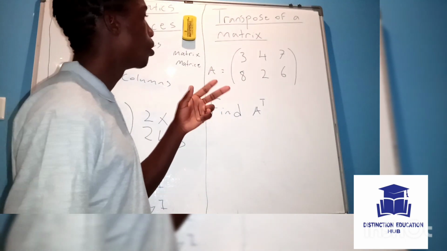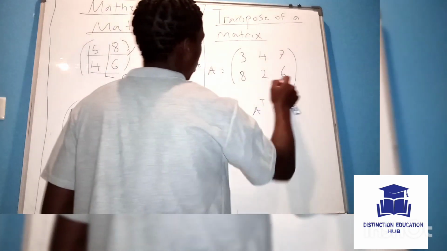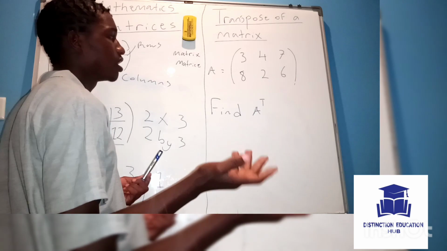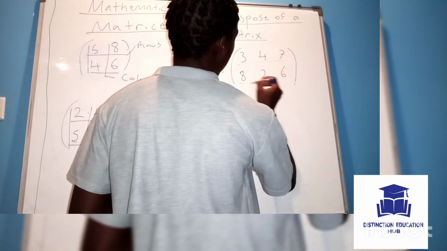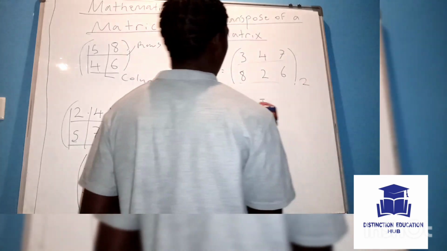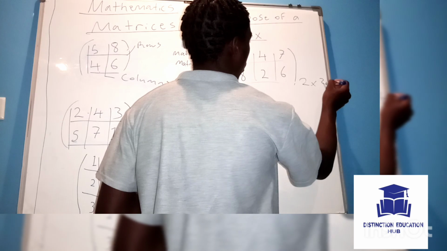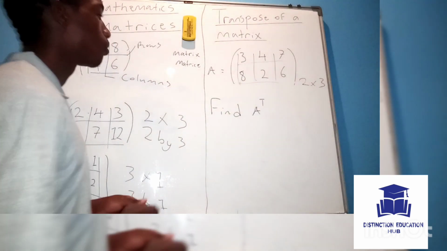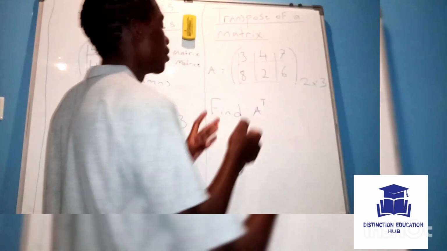A is equal to, as you can see, this is what is in the rows. So we can just state the order of this matrix. So we have 2 rows and 3 columns. Okay. So we've been asked to transpose this matrix.